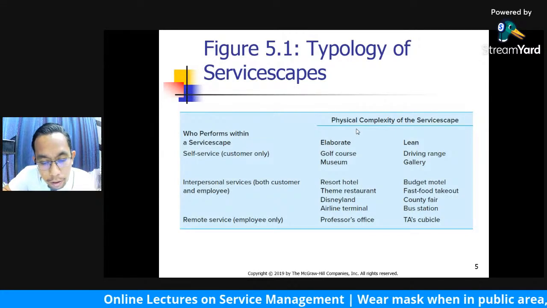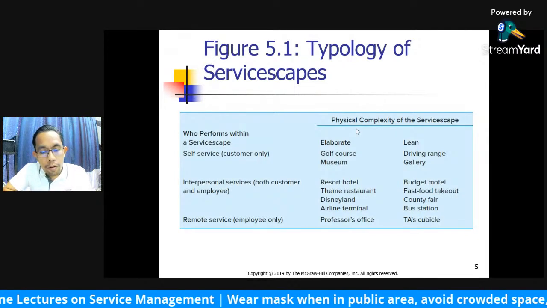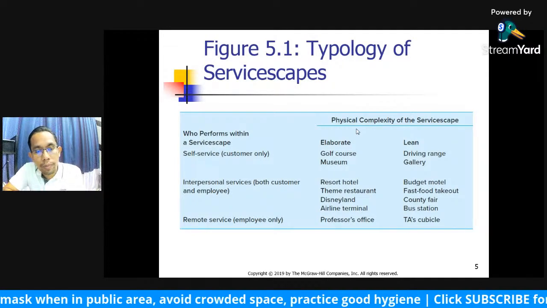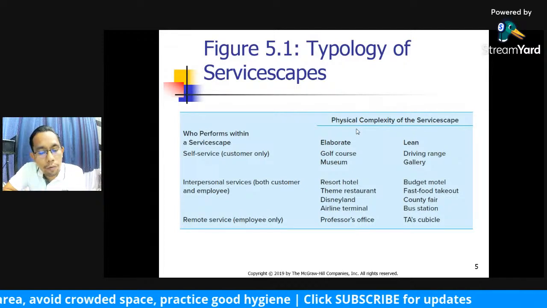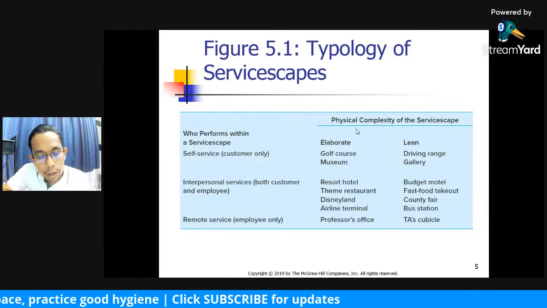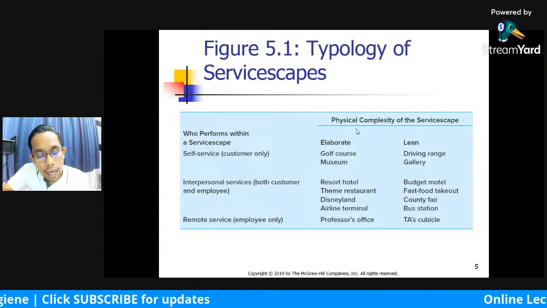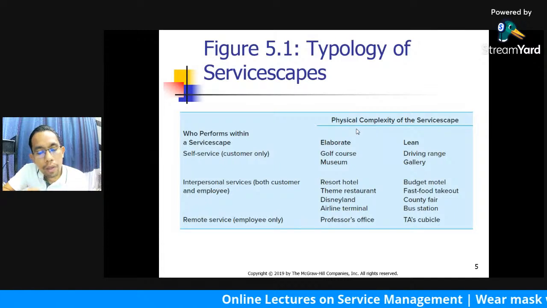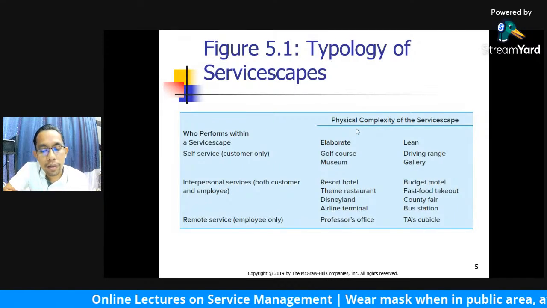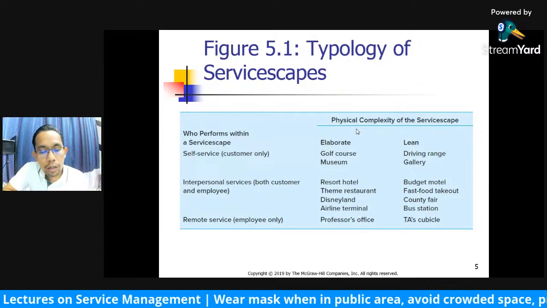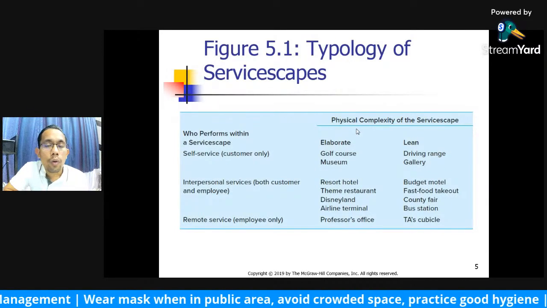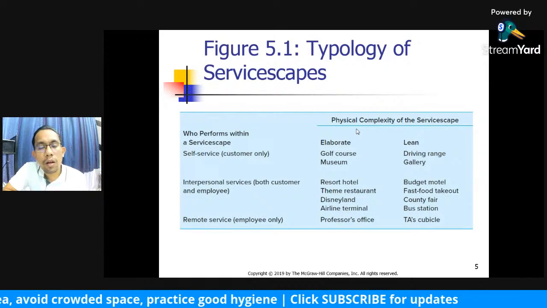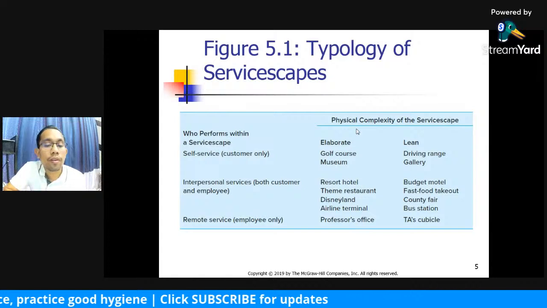Let me start a bit on that. For example, in a service operation where the customer is fully involved, everything should be something that aids the customer to do. So the signage, the direction. That's why when you go to the golf course, there are not many personnel involved.